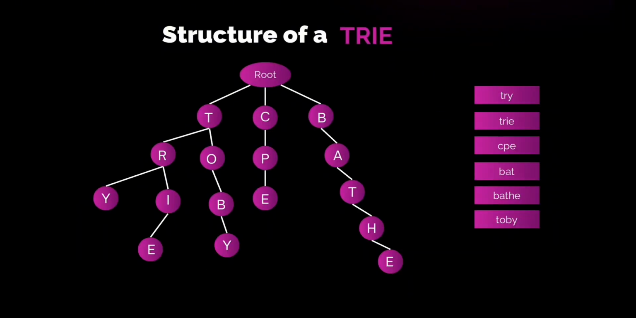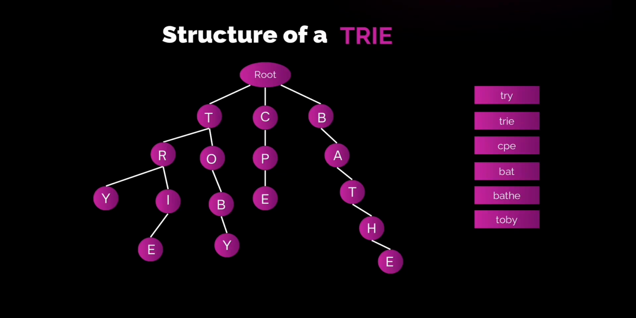So hi guys, here's a visual of a trie. Each path from the root to a marked node forms a word. In this example, we've inserted multiple words into the trie: try, tri, bat, bath, Toby, and CPE. All of these words share characters with others, but the trie manages them in a compact and efficient way.